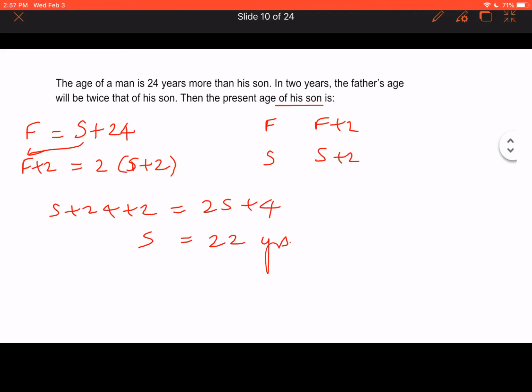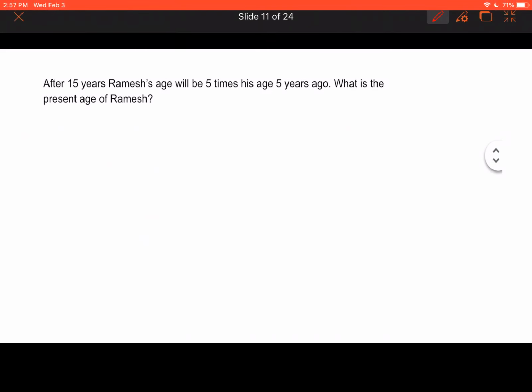Okay, now we'll move on to the next problem. After 15 years, Ramesh's age will be 5 times his age 5 years ago. What is the present age of Ramesh? So the present age of Ramesh is R. After 15 years, that means R plus 15. His age 5 years ago, that is R minus 5. Right? This is the past, this is the present, and this is the future.